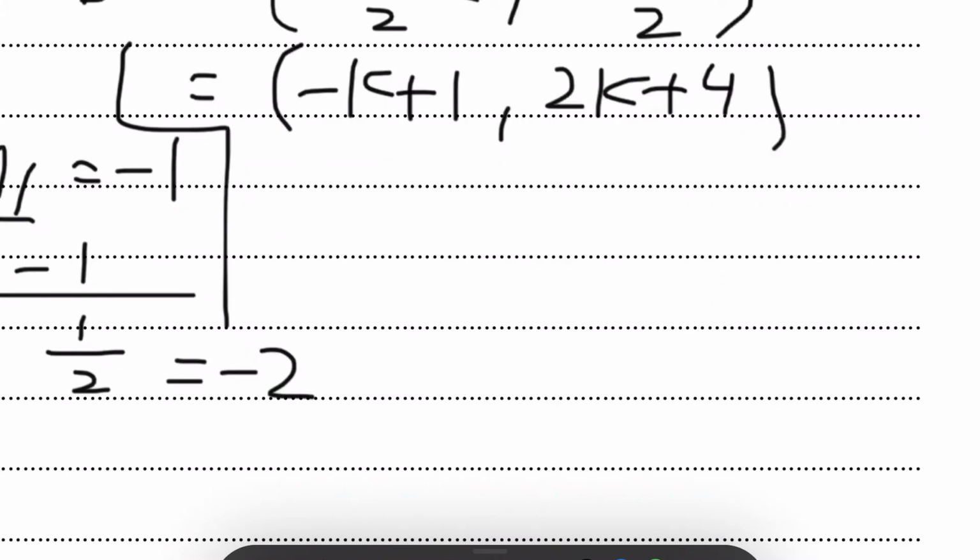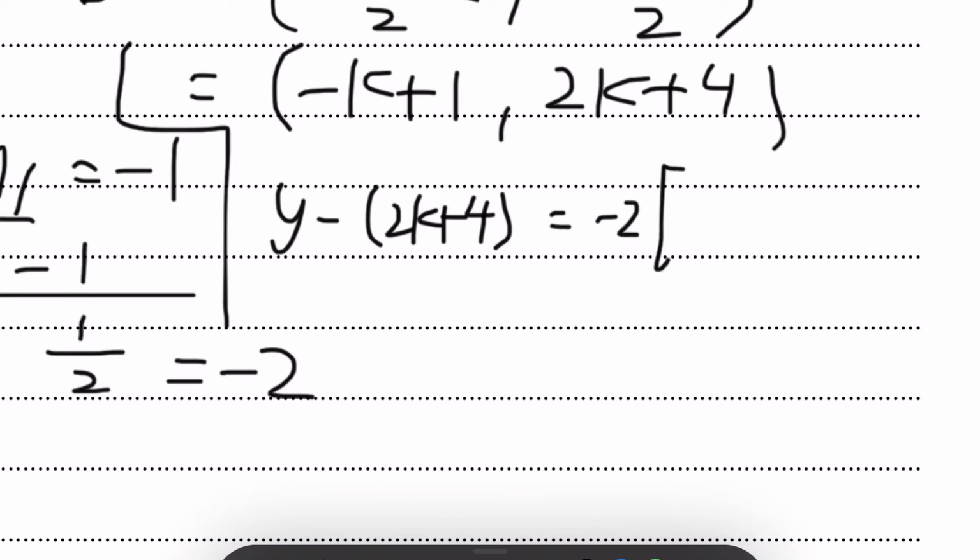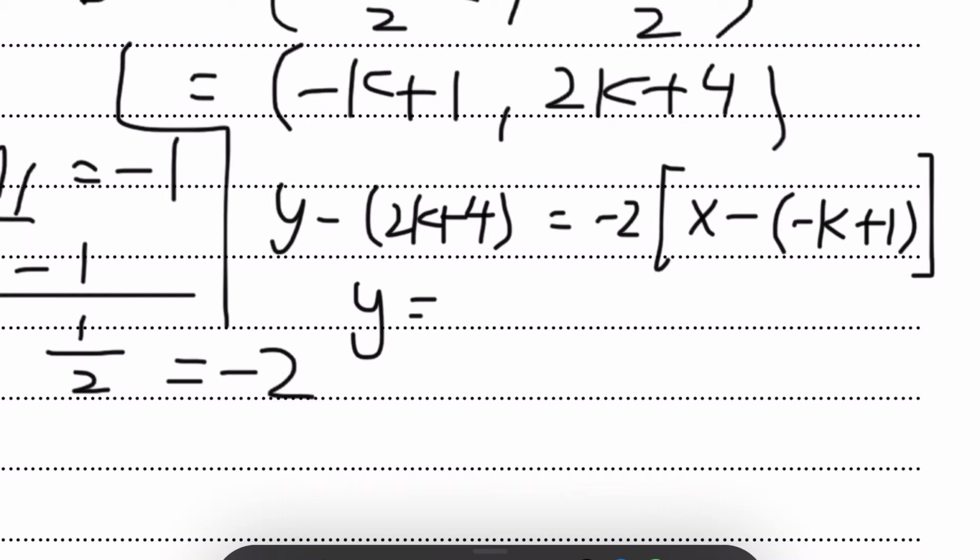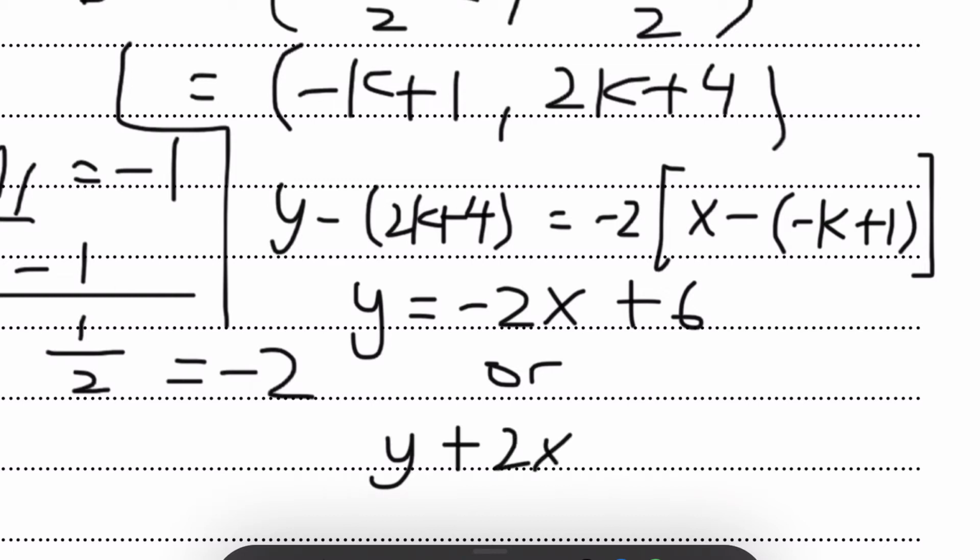So write your equation, y minus 2k plus 4, which is the y coordinate of the midpoint, is equal to negative 2 x minus negative k plus 1, which is the x coordinate, and you will get y is equal to negative 2x plus 6, or you can rewrite this as y plus 2x is equal to 6.